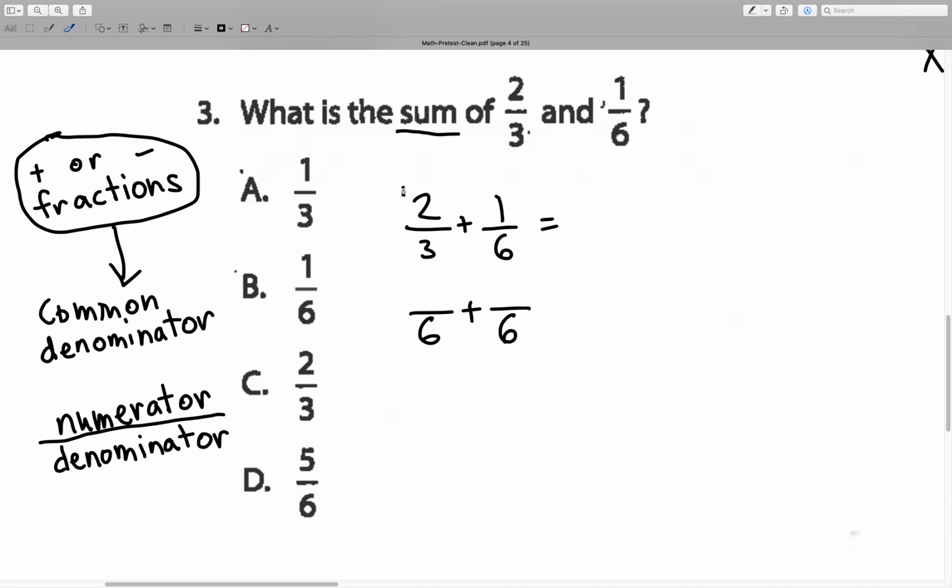3 goes into 6 how many times? 2. Exactly. So we multiply by what? 2. Exactly. If we multiply the denominator by 2, we also have to multiply the numerator by 2 right over here. 3 times 2 is 6, right? What's 2 times 2? 4. Exactly, 4. And we're just bringing down the other number down. And this right here gives us 5/6. Write this down right now, please. Write it down.